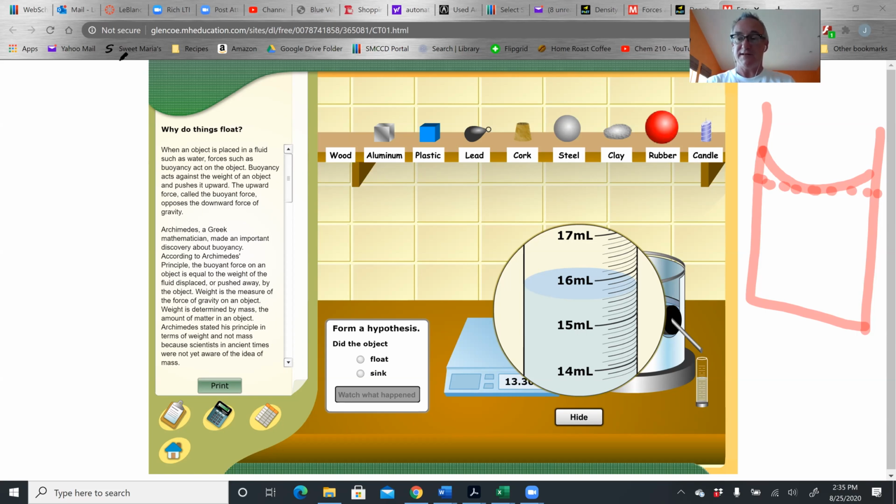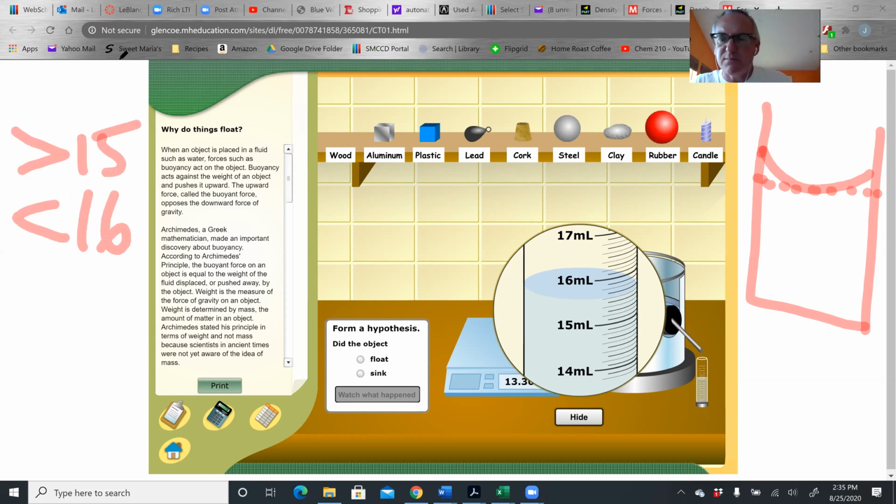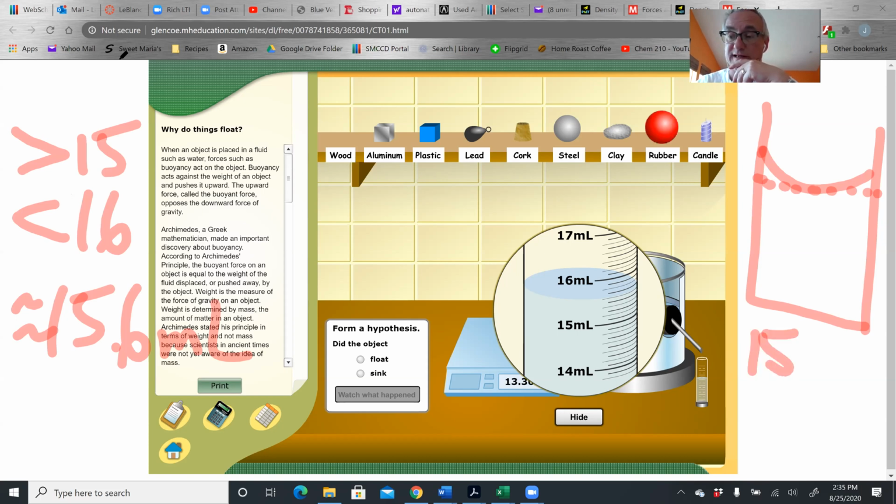So what can we say? We can say for sure it's more than 15. It's less than 16. It's around 15.6. So what would you say? What would you give as a volume? Okay. 15.60. Yep. Yeah, that's very good. That works. 15.60. That works for me.